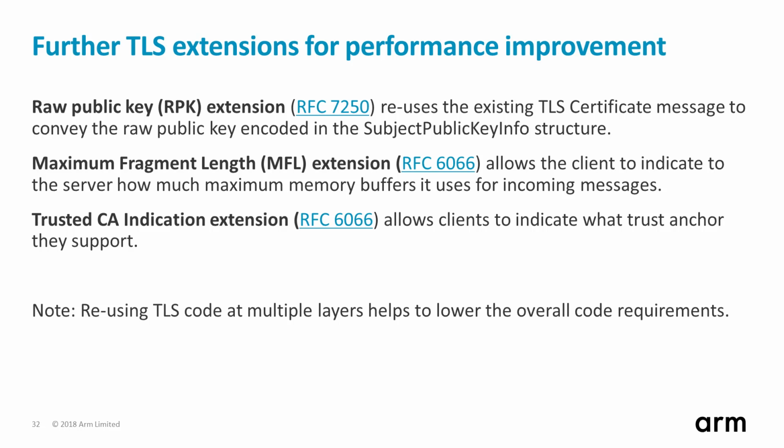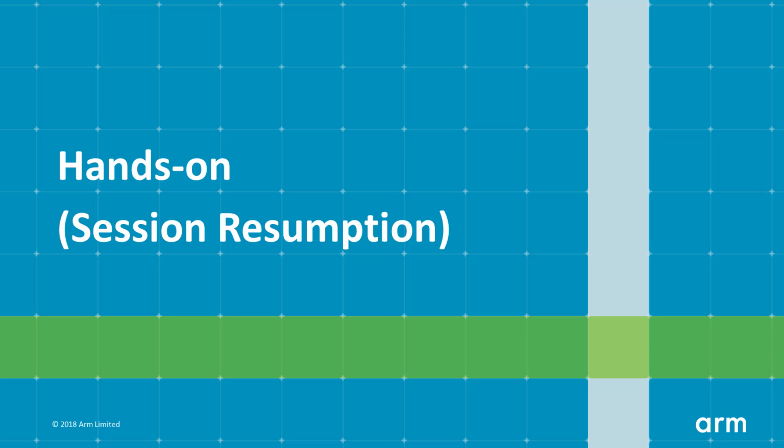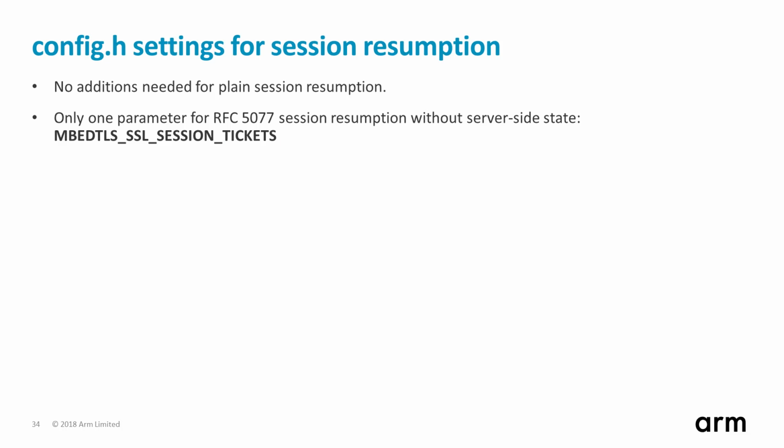As a summary, there are various TLS extensions available that help to improve the performance of the exchange, mitigating some of the drawbacks of public key cryptography. With this background knowledge about the session resumption, let us do another hands-on session. The config.h settings for session resumptions are simple. No additions are needed for plain session resumption since it is a feature of the base TLS RFCs.